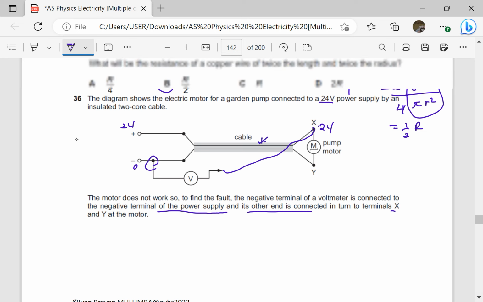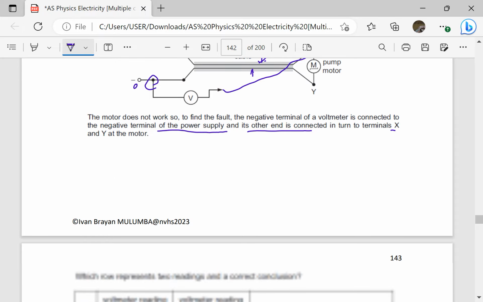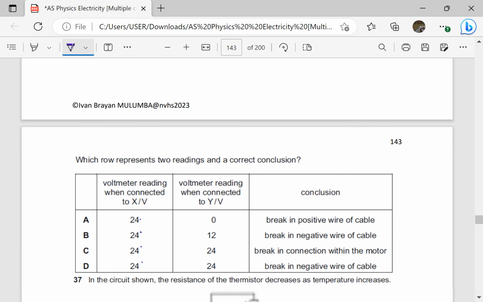So this is the positive wire, this is going to be the negative wire. If the PD across X is always 24 throughout all the options which have been given, it means there is no fault on the positive wire of the cable. So this conclusion, a break in the positive wire of the cable, is wrong. If there is a break in the positive wire of the cable, then the reading of the voltmeter when connected to X cannot be 24. So there is no break in the positive wire if X is always 24.